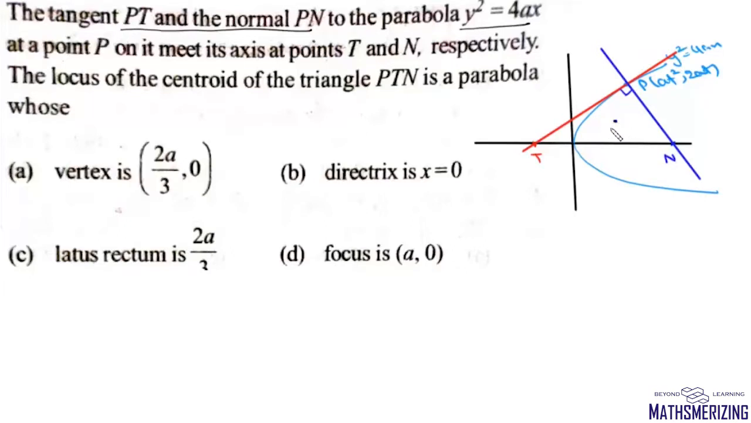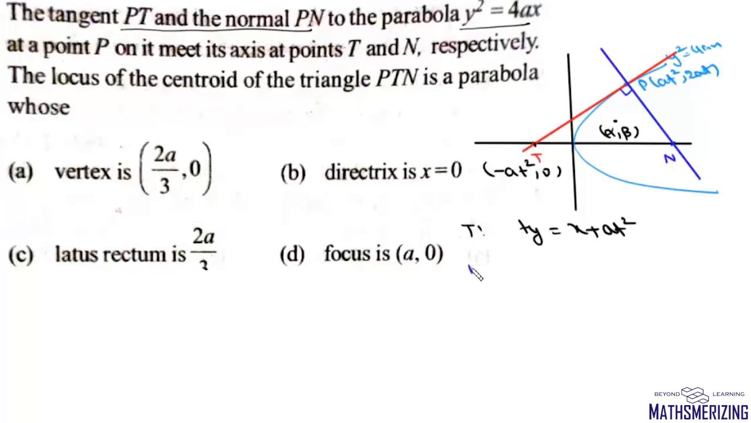We'll need to find the locus of this centroid. So let this point be (alpha, beta). Now we know that the equation of the tangent at this point P is given by ty = x + at². We'll need to find its point of intersection with the x-axis. So for the x-axis we'll put y as 0. So we'll get x as minus at². So this point T will be (-at², 0).